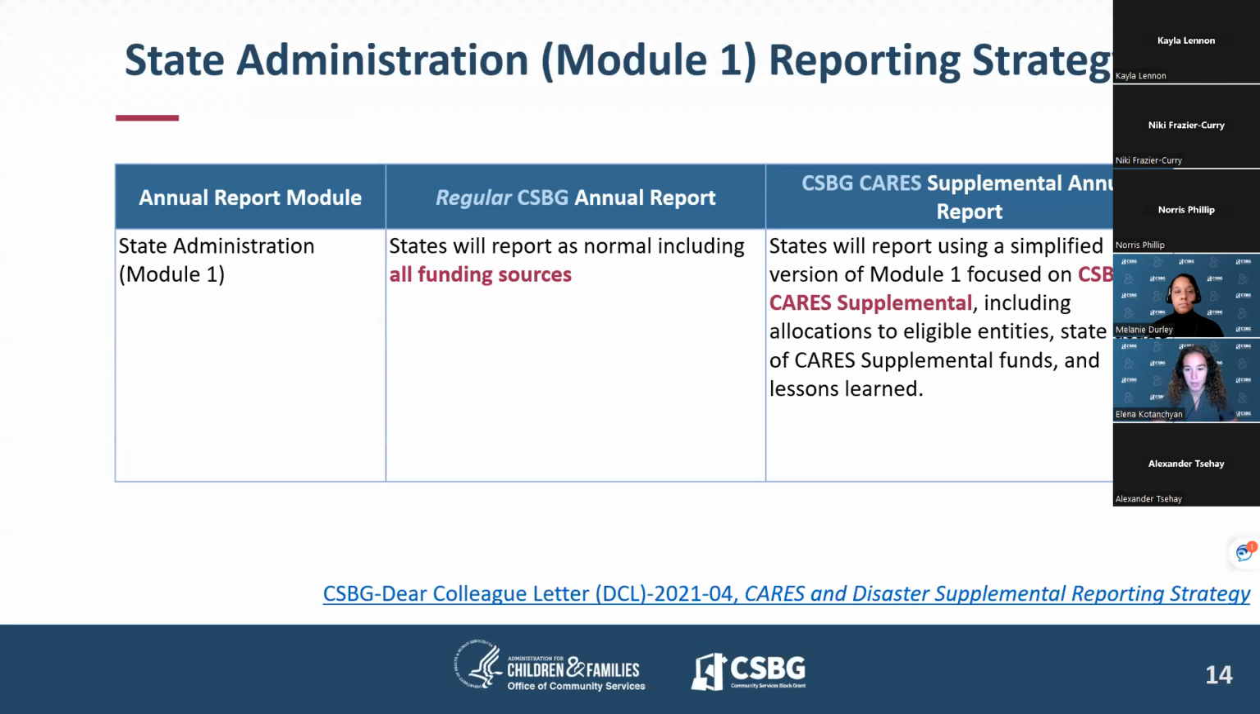So now let's discuss Module 1 reporting strategy. For regular CSBG annual reports, states will report as normal, including all funding sources. For CSBG CARES, states will report using a simplified version of Module 1, focusing on CSBG CARES supplemental, including allocations to eligible entities, state usage of CARES supplemental funds, and lessons learned. Next slide.